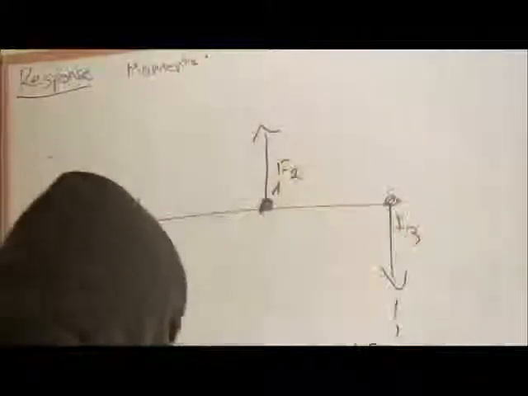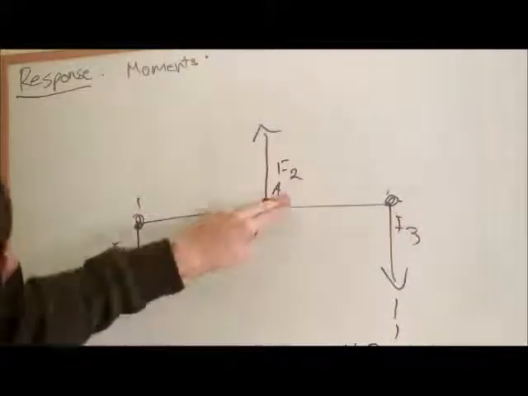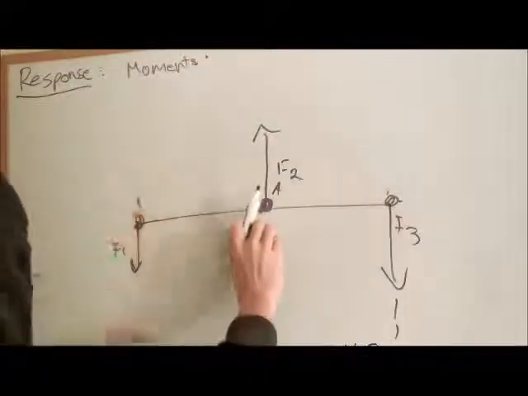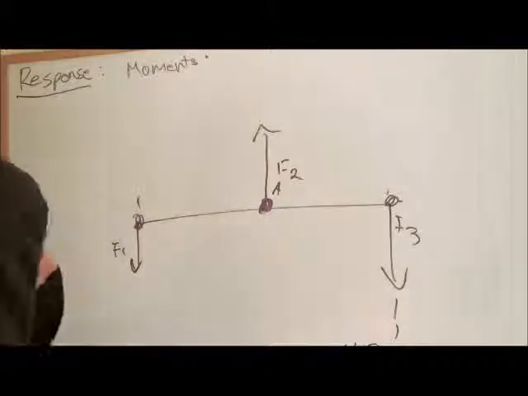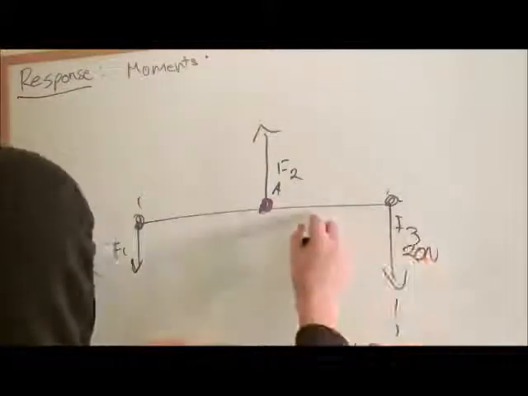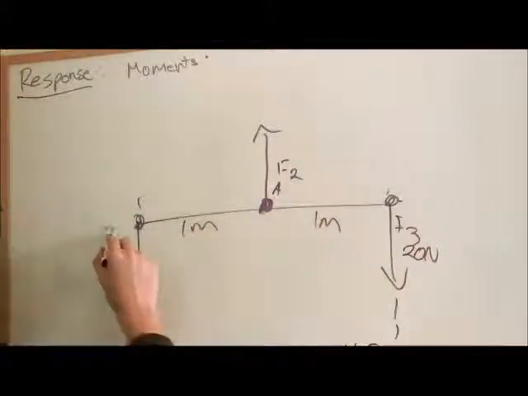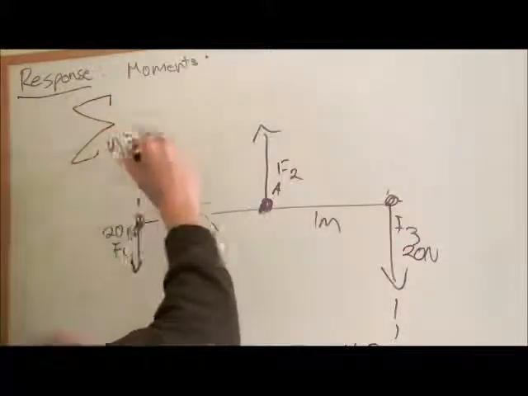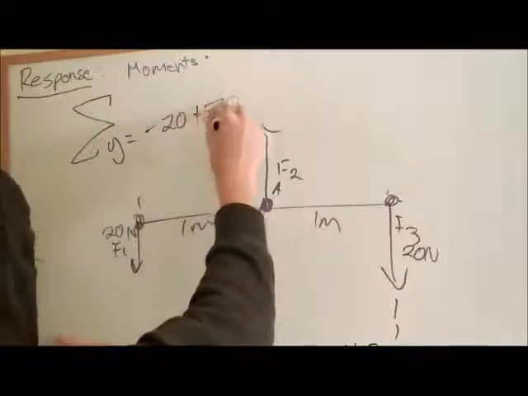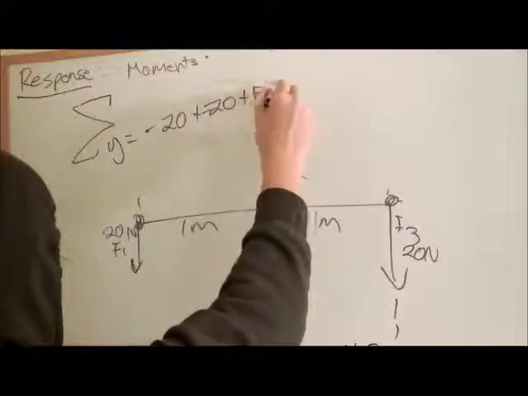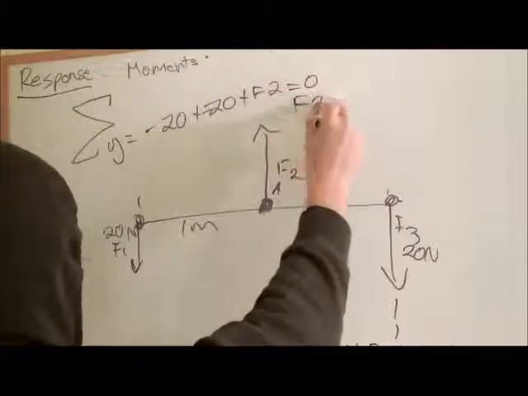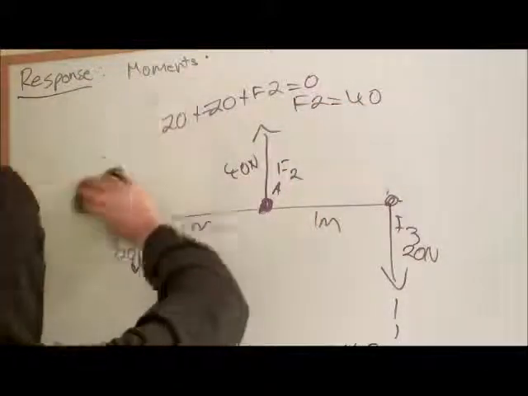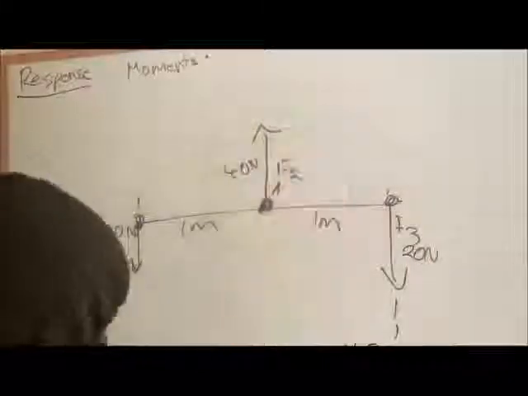Okay, so I'll write out these lines of action. If I took the moment about point A, I have a force going this way, a force going that way, so those two are going to cancel each other out. Let's just say this is 20 newtons, this is 1 meter, this is 1 meter, this is 20 newtons. Because the sum of all y has to equal 0, negative 20 plus negative 20 plus F2 equals 0. Therefore, F2 equals 40. Okay, so that's the first thing. We got no x vector, so we can just ignore that.